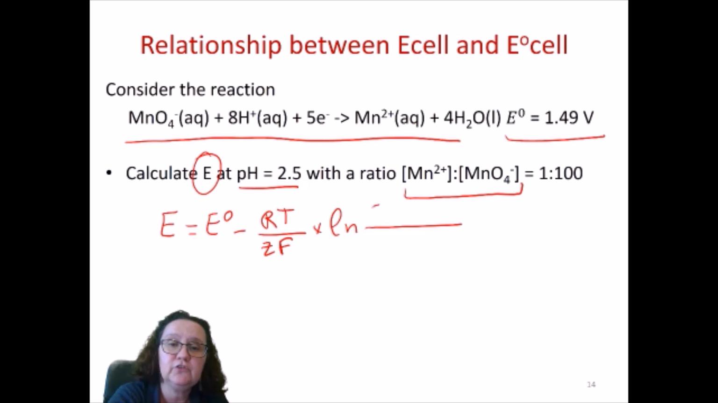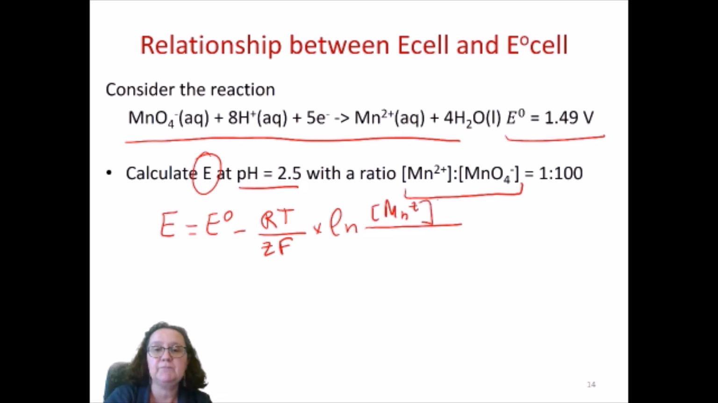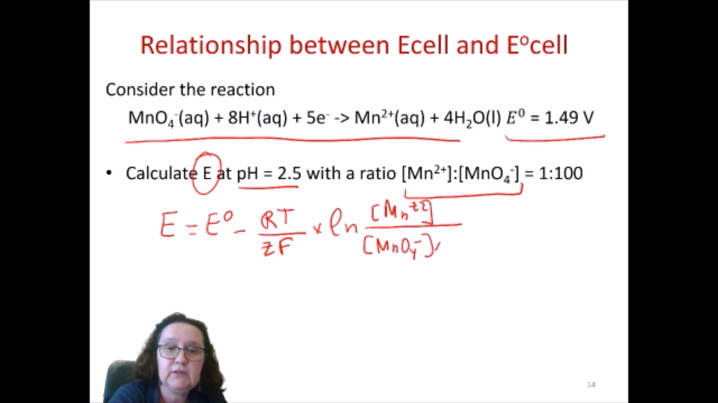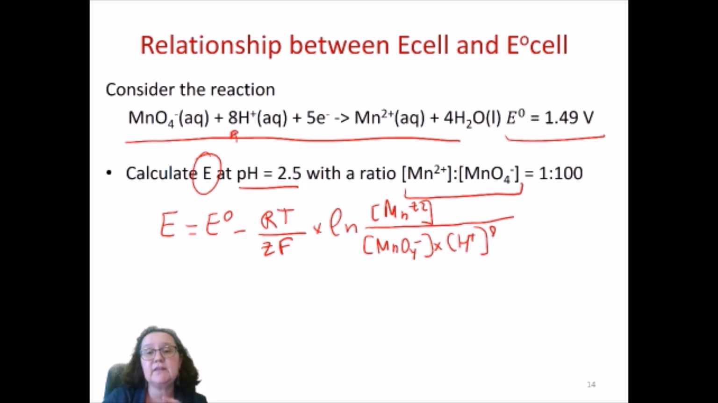Well, it would be the concentration of manganese 2 plus. Because this is a redox process, we don't look at neutral species, only ions, so I don't put the water. And in the denominator, I've got the concentration of permanganate anion times the concentration of the hydrogen ions to the power of 8 because of the coefficient. And now I can substitute values.